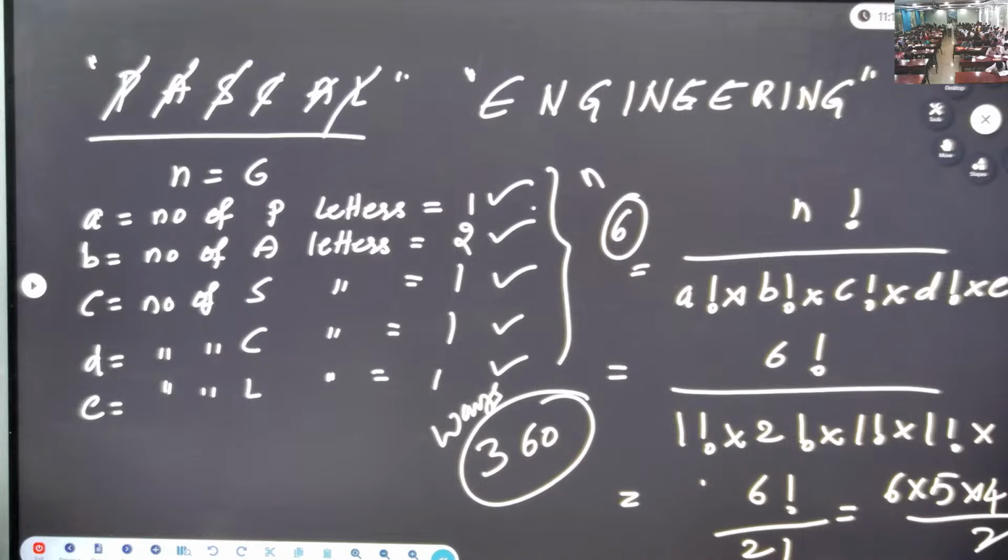Next E letter, E value. E value is R. What is the count? Count is 1, isn't it? R value is only 1 time. And now substitute the values into your formula, that is n factorial by a factorial into b factorial into c factorial into d factorial into e factorial. That is 11 factorial by 3 factorial into 3 factorial into 2 factorial into 2 factorial into 1 factorial. Simplify the equation and tell me the count.